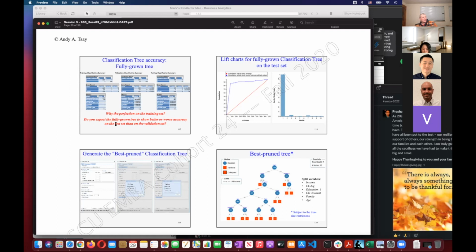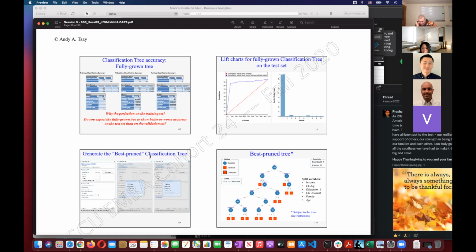But there's another one further down. A fully grown tree is perfectly overfit. It's perfectly fit on the training data. You can't make any inference about what it's going to do on any other data set, because it's fully grown. So what were you saying, Amy?